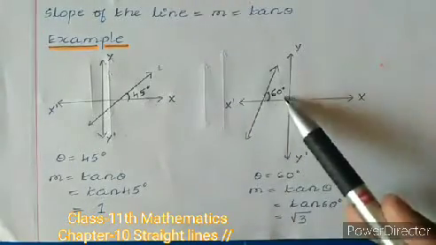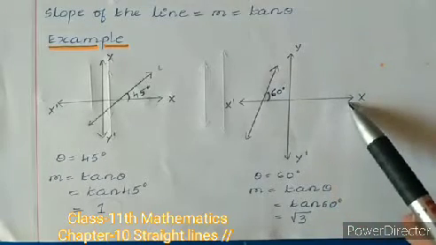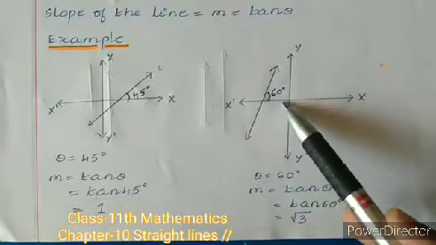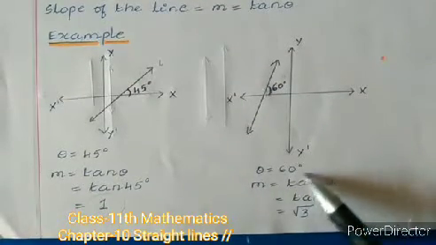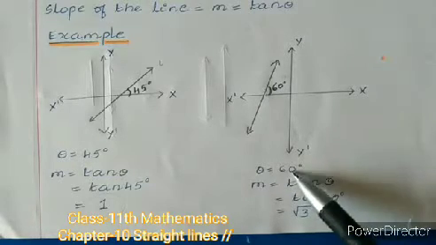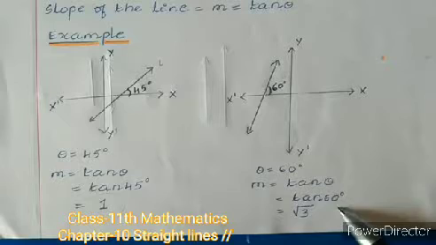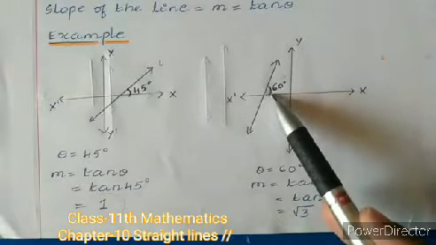In the same way, in this case, let us say that the angle made by this line with the positive direction of the x-axis is 60 degrees. So theta is equal to 60 degrees. So m is equal to tan theta. This will give the slope of the line. So just replace theta with 60 degrees. So tan 60 degrees is square root of 3. So this is the slope of this particular line.